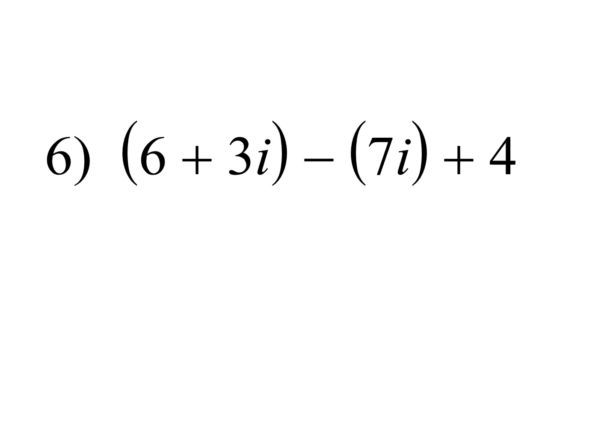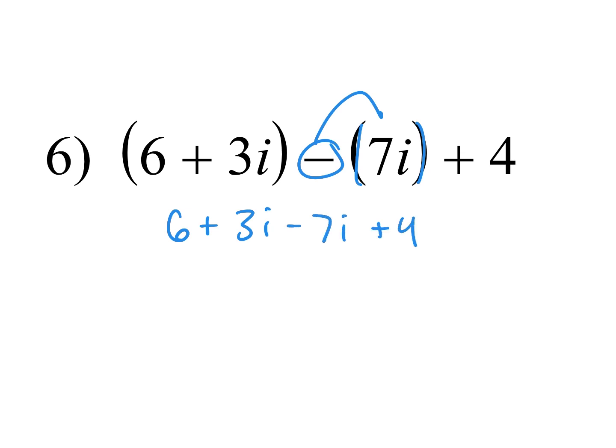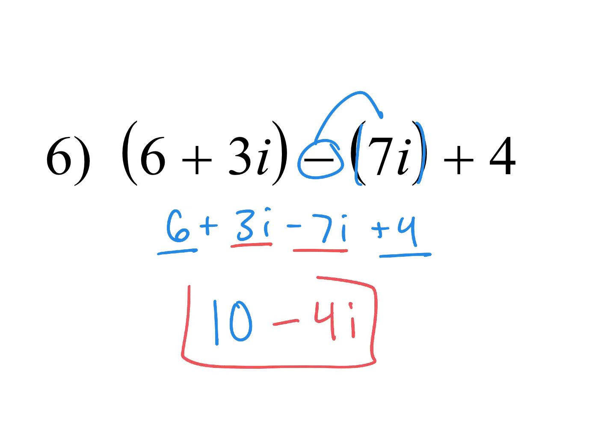So here I have a minus. What does that get distributed to? Just the 7i. Because these parentheses are what's directly behind it, it only gets distributed to that. So this is 6 plus 3i minus 7i plus 4. What are my real numbers? 6 plus 4. And what are my imaginary numbers? What's 3i minus 7i? Negative 4i. So it's 10 minus 4i.